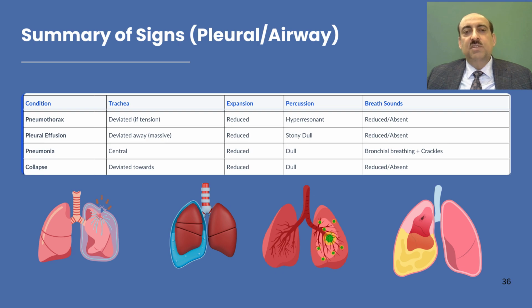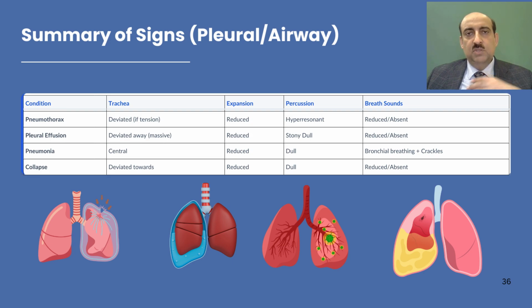Now, summary of signs for the pleural and airway conditions: pneumothorax, pleural effusion, pneumonia, and collapse. We have the same three clinical signs to pick: expansion, percussion, breath sounds, but in addition, we have trachea as well. Let's focus on the trachea. In pneumothorax and pleural effusion, it will be pushed away towards the normal side. So if there's a massive pneumothorax, like a tension pneumothorax, and massive pleural effusion, it will be pushed. In pneumonia, it should be central.